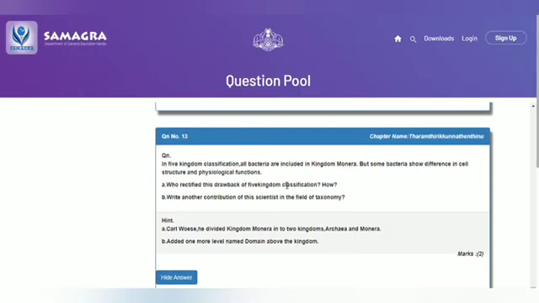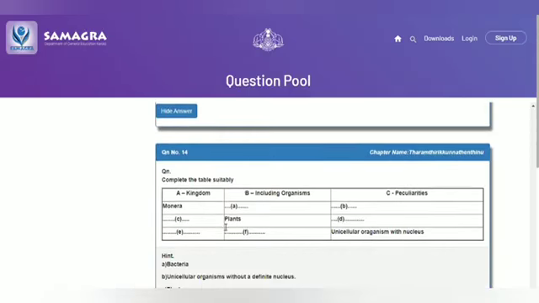In the 5 kingdom classification, all bacteria are included in kingdom Monera. But some bacteria show differences in cell structure and physiological functions. Who rectified this drawback of the kingdom classification? Carl Woese divided kingdom Monera into two kingdoms, Archaea and Monera. What other contribution did the scientist make in the field of taxonomy? He added one more level named domain above the kingdom.